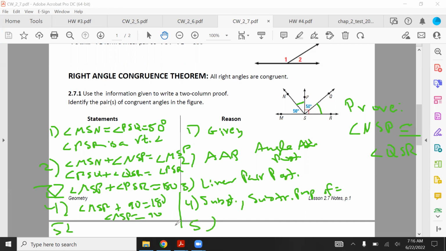Step 5. Now we know angle MSP is a right angle, and PSR is also a right angle. We could say that angle MSP equals angle PSR. And that's just the right angle congruence theorem, because all right angles are congruent.